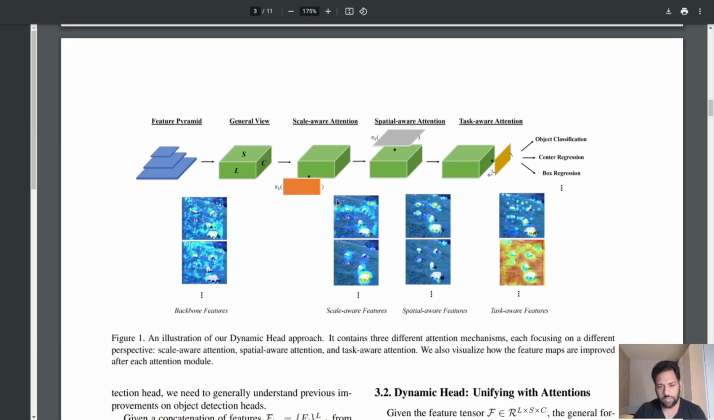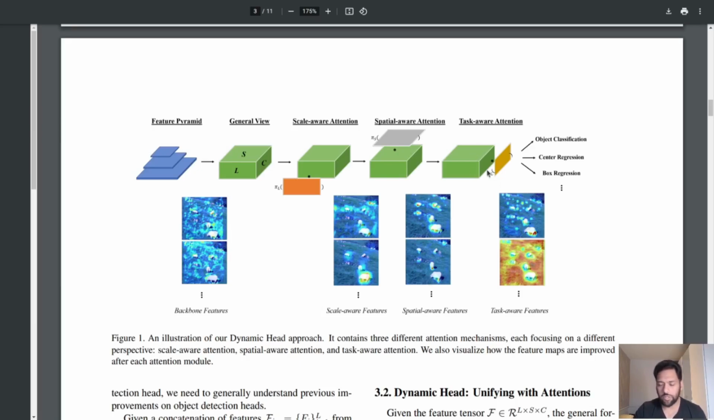For scale attention, we have first a message passing between different scales, which is given by just lambda L. We also have feature passing or message passing between different spatial positions, which is given by lambda S, and we have between different channels for different kinds of tasks.